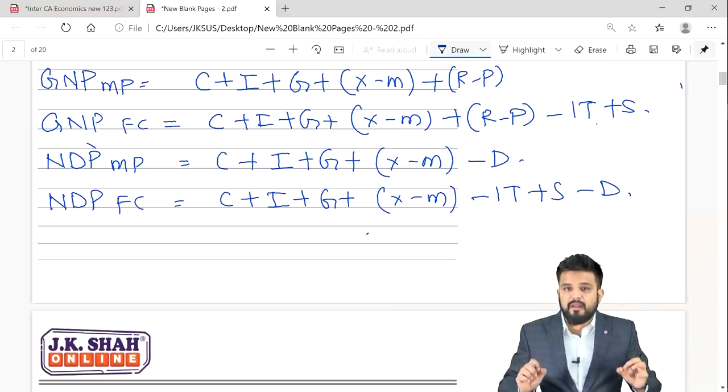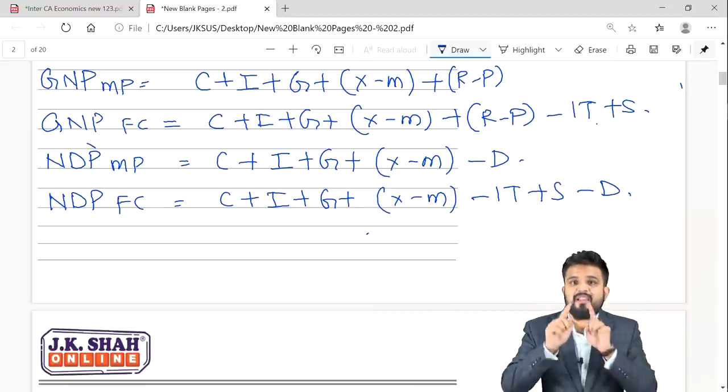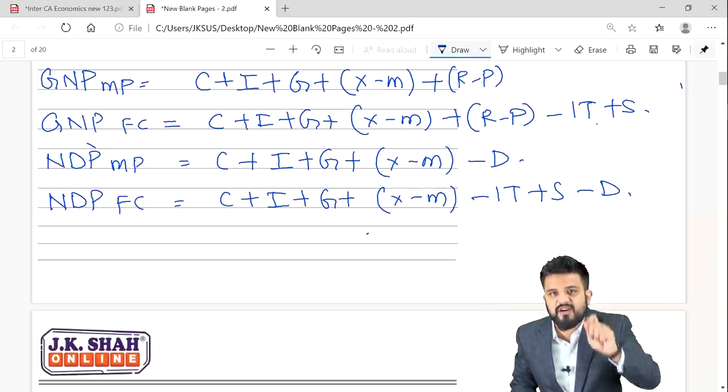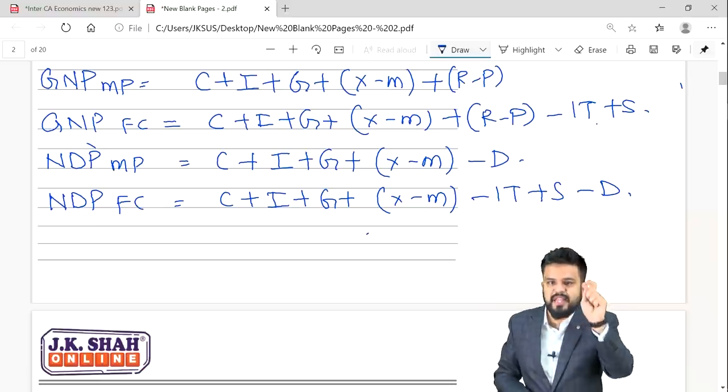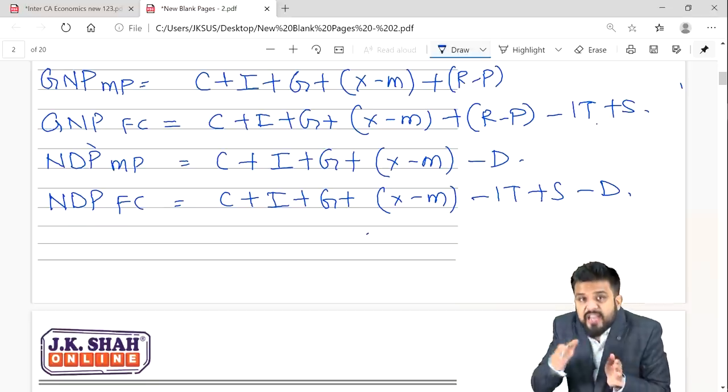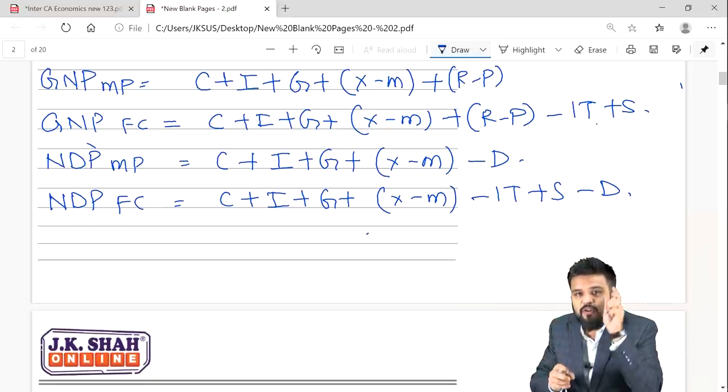So please remember, R minus P will come only when the middle alphabet is N. Minus depreciation you will do only when the first alphabet is N. N means net. So in NDP, N stands for net, and in GNP, that middle N stands for national.